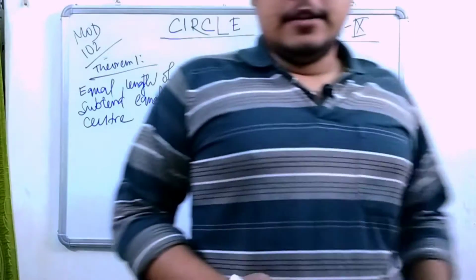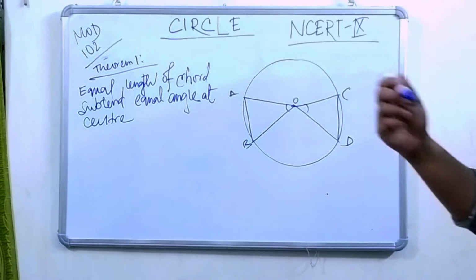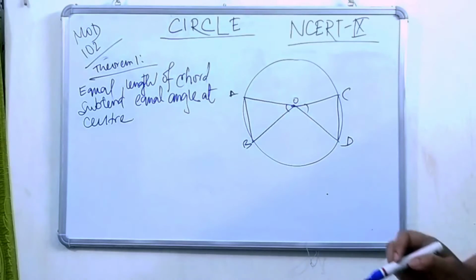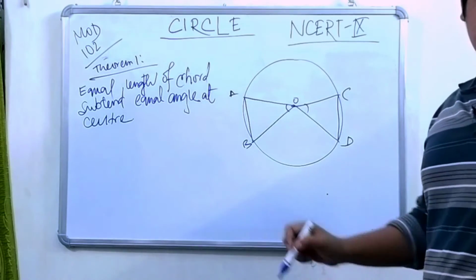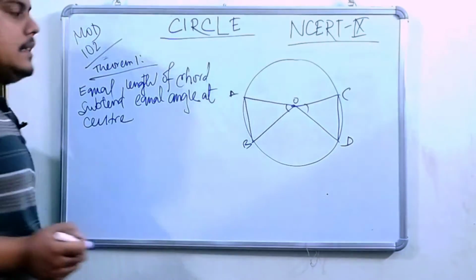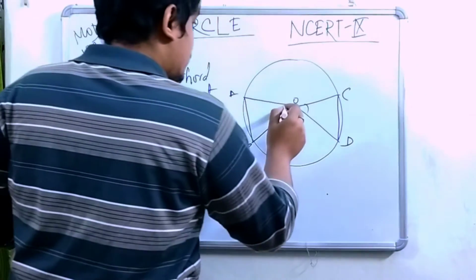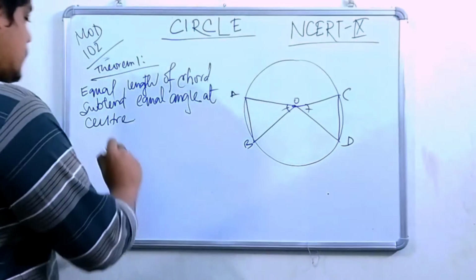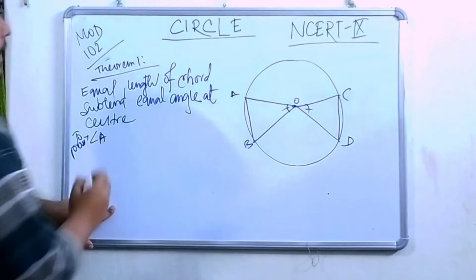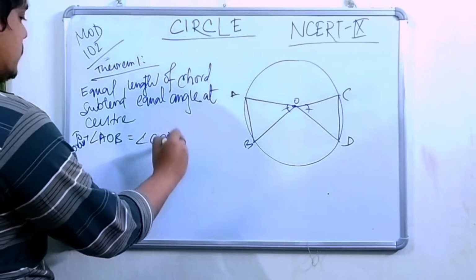So here we have a theorem. The theorem says that equal-length chords subtend equal angles at the center. AB and CD both are chords and they are of equal length. Now these will subtend equal angles at the center, so these two angles will be equal. So I have to prove that angle AOB is equal to angle COD.